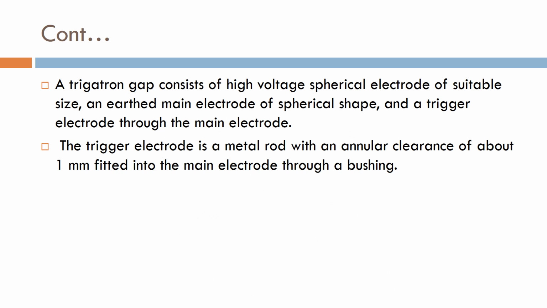A thyratron gap consists of a high voltage spherical electrode of suitable size and the earthed main electrode. One is connected to high voltage and the other one is earthed, and the triggering electrode goes through the main electrode. The triggering electrode is a metal rod with an annular clearance of about 1 millimeter, fitted into the main electrode through a bushing.